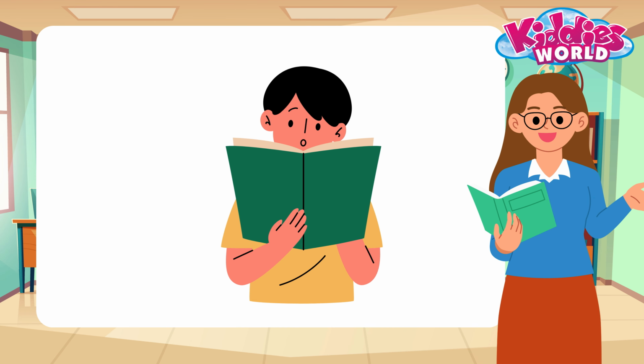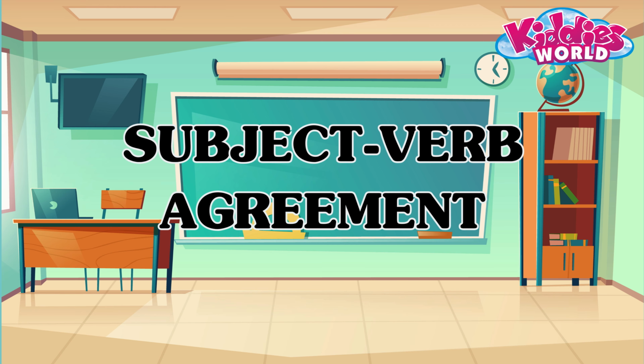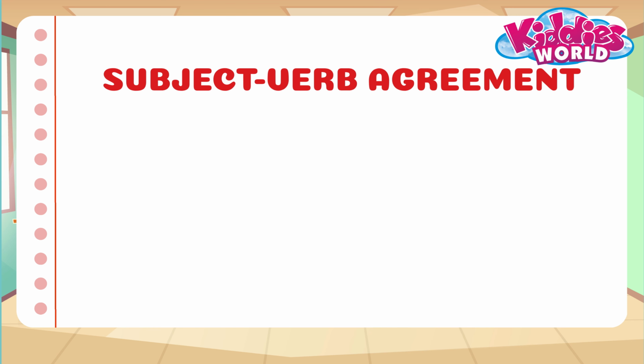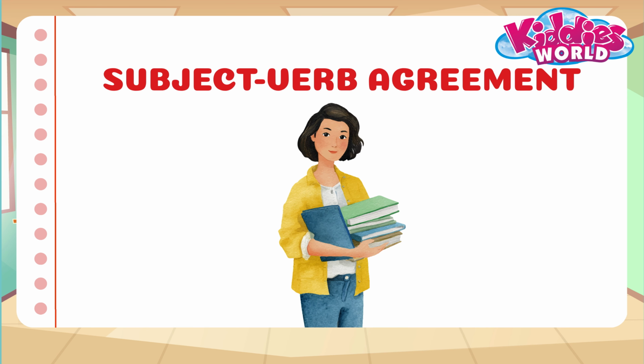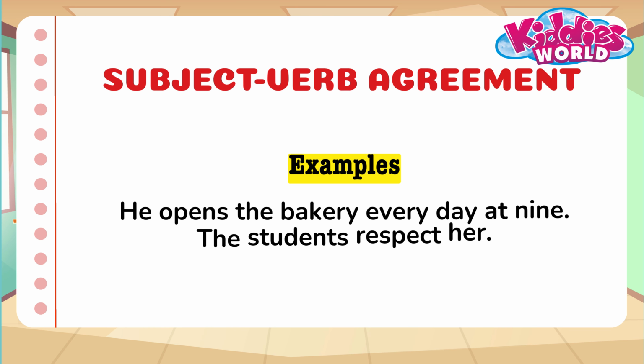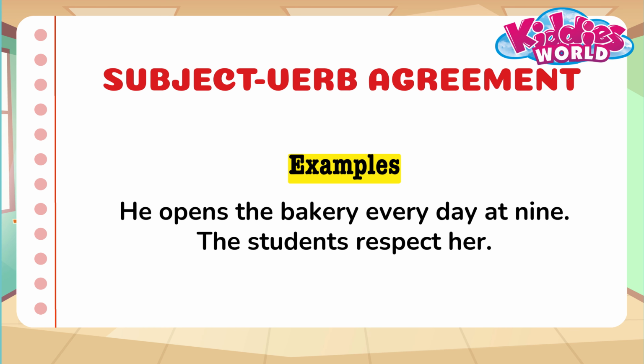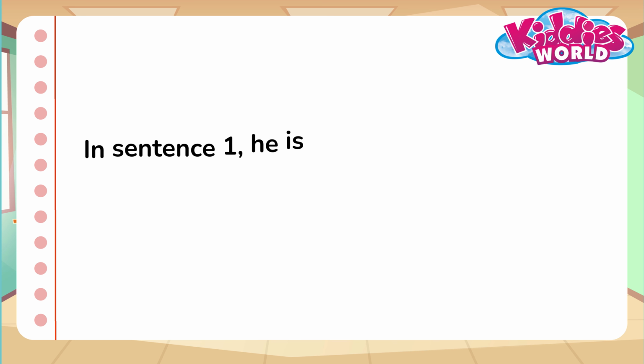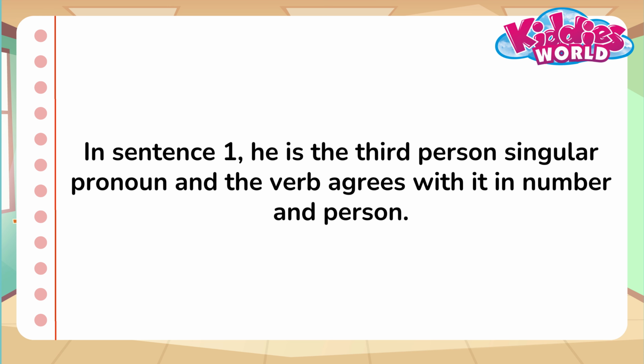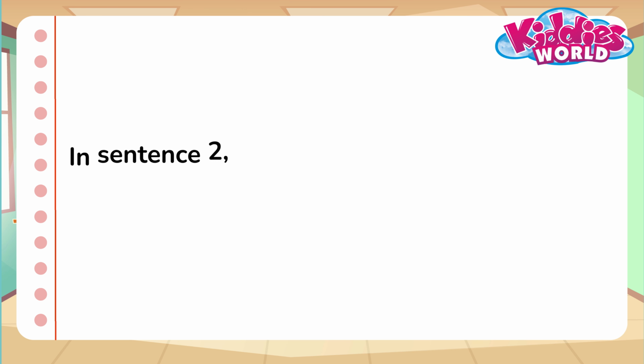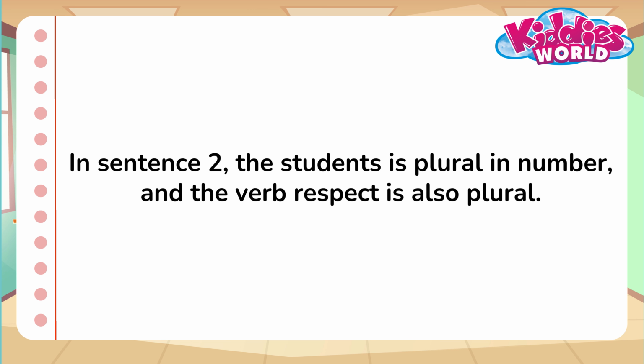Today we'll begin our journey in learning subject-verb agreement. To learn the topic, let's understand the given sentences. He opens the bakery every day at 9. The students respect her. In sentence 1, he is the third-person singular pronoun and the verb agrees with it in number and person. In sentence 2, the students is plural in number and the verb respect is also plural.